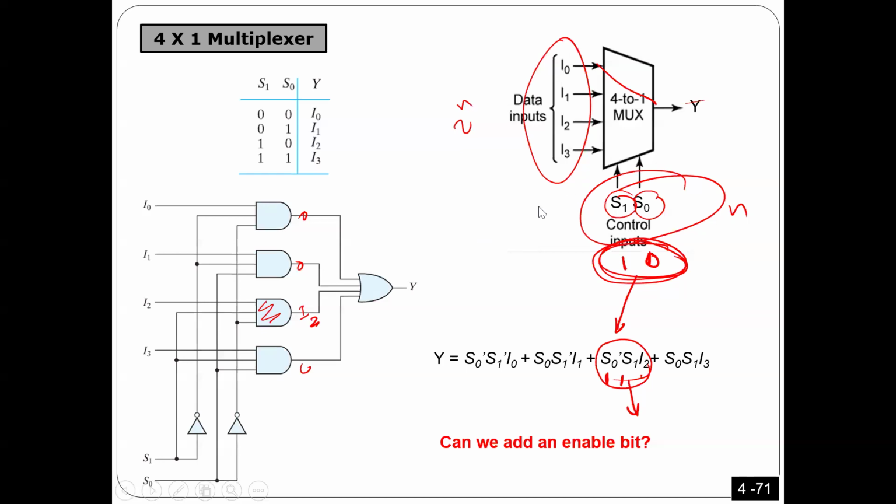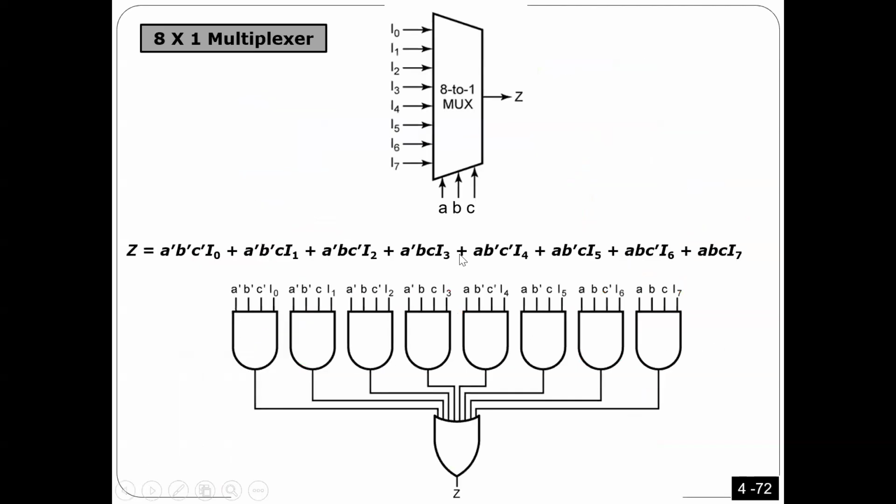How can we design it, or how can we make a multiplexer? As you see here, it's very similar to the decoder. The only difference is that in the case of the decoder, we just cancel this one. That's why it's very, very similar to the decoder.